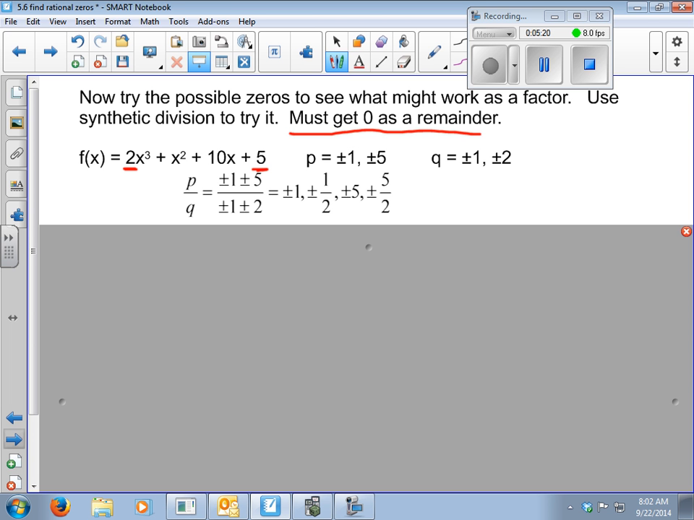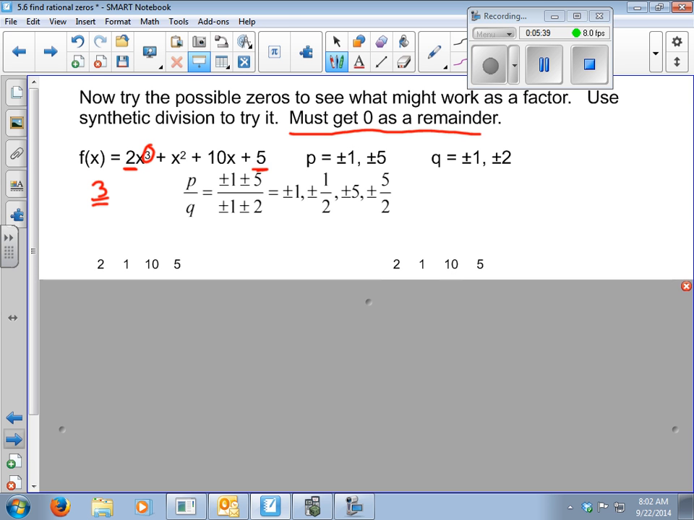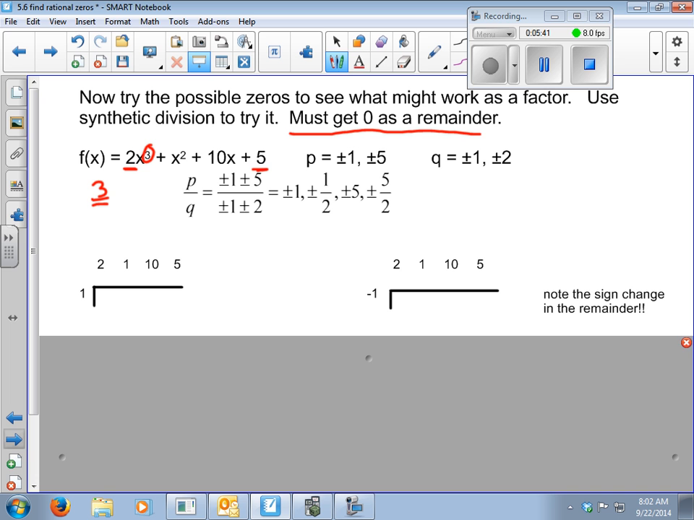Now, if you notice, we've got 2, 4, 6, 8. We've got 8 possible rational solutions here. This is a third-degree equation. I'm looking for 3 answers. These 3 answers may come out of here. Well, how do I know which ones could be right? Here's where the synthetic division is going to come in. What we need to do is practice synthetic division until we get 0 as our remainder.